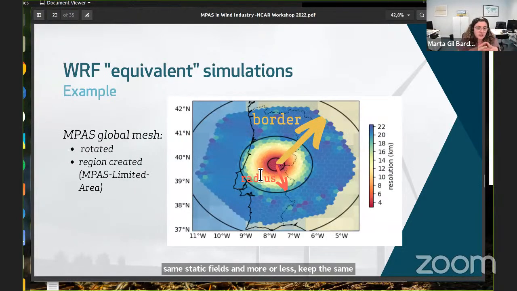And we also needed to decide how many domains and which sizes we wanted to compare with. So what we do is, given an MPAS mesh, we move it to the point where we want to make the simulation. We cut a region of the given radius, so the part where the resolution stops increasing in that zoom part. And then we created a region using the MPAS limited area tool.